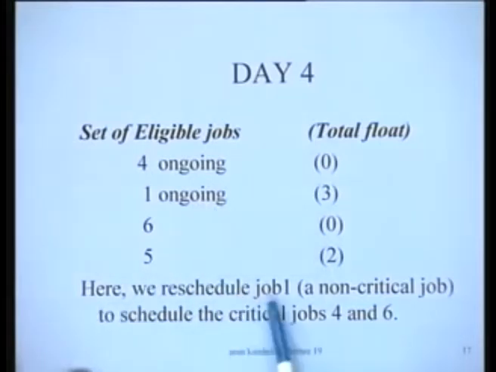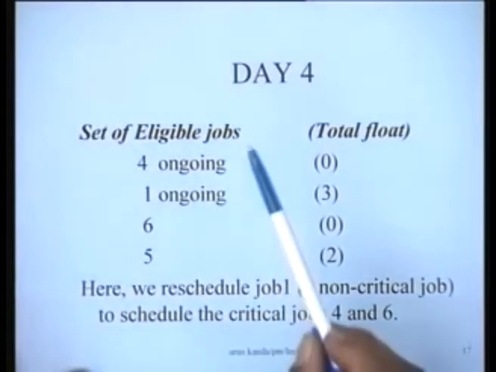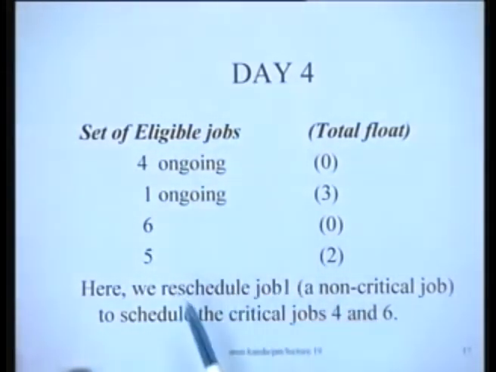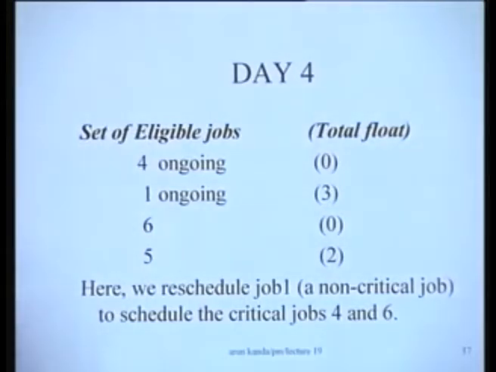So here we reschedule job 1. That means job 1 which was being done, we forget about it, take it off, and we try to reschedule the critical jobs 4 and 6 on site like this. So if that happens on day 4, what are the decisions? Let us try to depict on day 4 the decisions that we have taken.